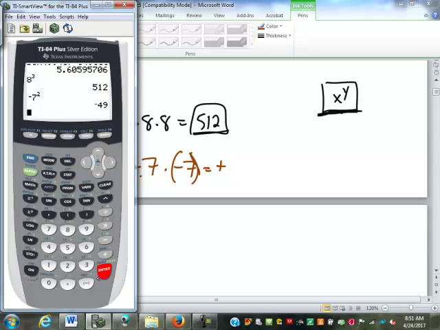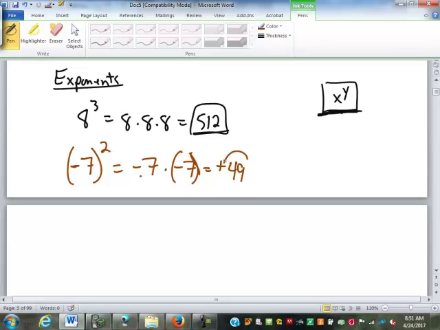You have to put parentheses around it. On the calculator, order of operations says an exponent happens before a negative. So on the calculator, this is taking the 7 and squaring it and then putting the negative back in front. So yes, you have to do parentheses around the negative 7, then squared. And it correctly gives you a positive 49.